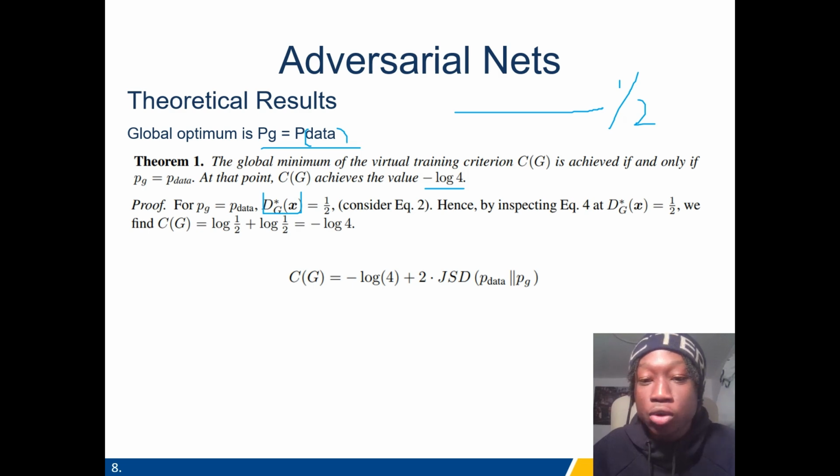Because the discriminator has no idea anymore. The curve goes straight. And when that's half, we have log 1 over 2. And if this is log 1 over 2, then this is also log 1 over 2. And when you add it together, we get minus log 4. So they were able to define the global minimum. And so yeah, that was one of them. That's the main theory that this paper proposed, and they were able to prove it that way.